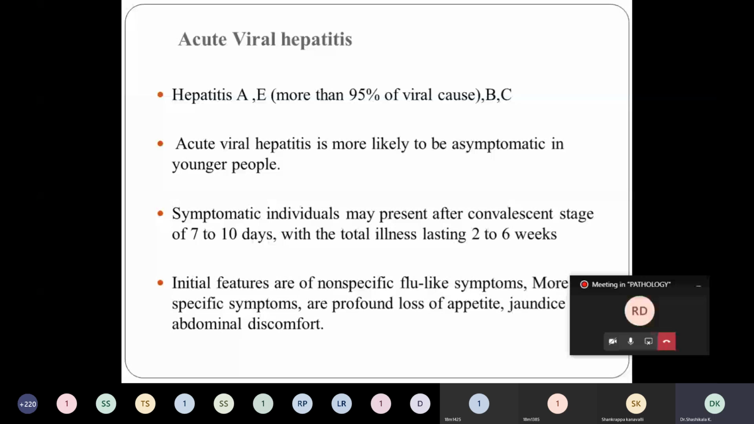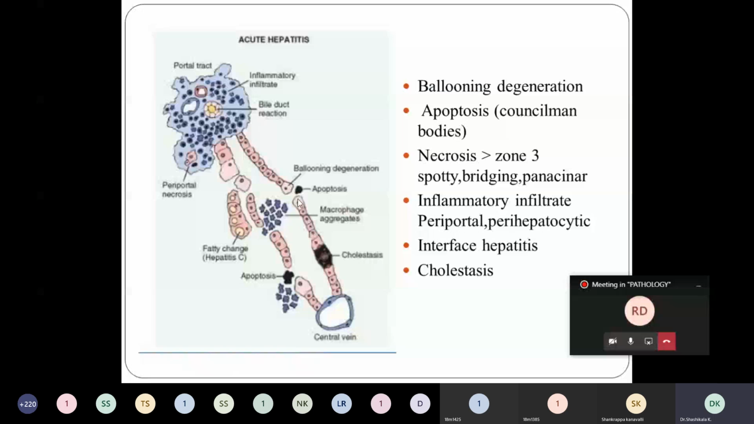Acute viral hepatitis is more likely to be asymptomatic in younger people. Symptomatic individuals may present after a convalescent stage of 7 to 10 days, with a total illness lasting about 2 to 6 weeks. Initial features are non-specific flu-like symptoms. The most specific symptoms are profound loss of weight, jaundice, and abdominal discomfort.